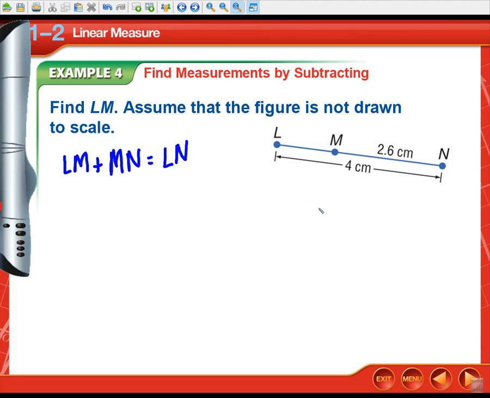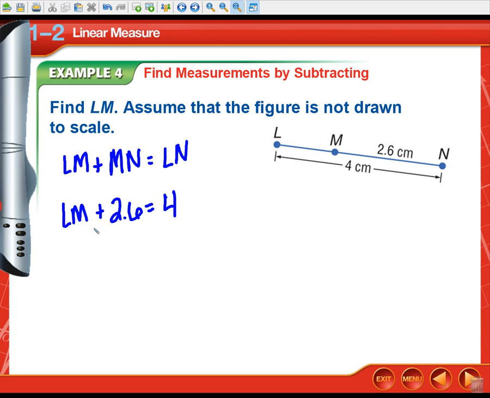Again, all we have to do from here is plug in. So plug in your known values. Well, we don't know what LM is, so I'm going to keep it the same. So LM plus MN, well, MN is 2.6. And LN, the full thing here, is 4. So far we've got LM plus 2.6 is equal to 4.